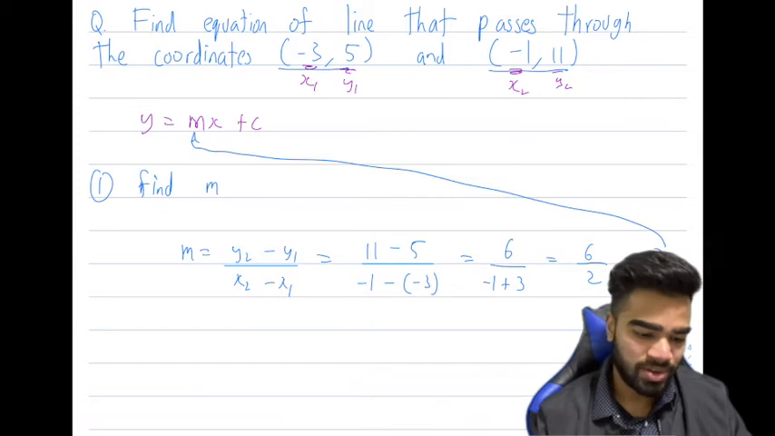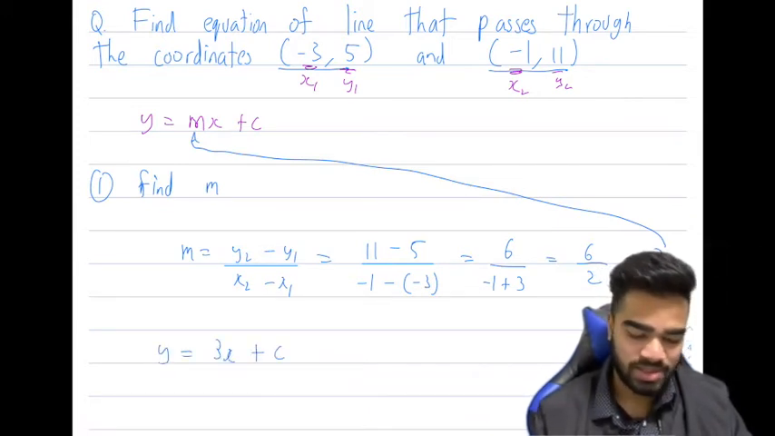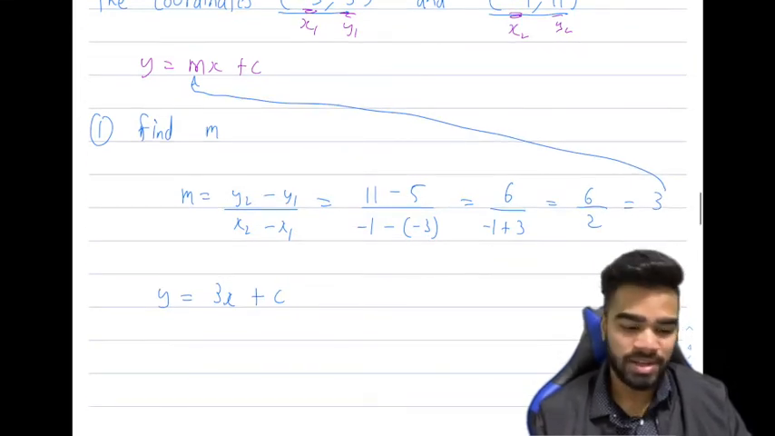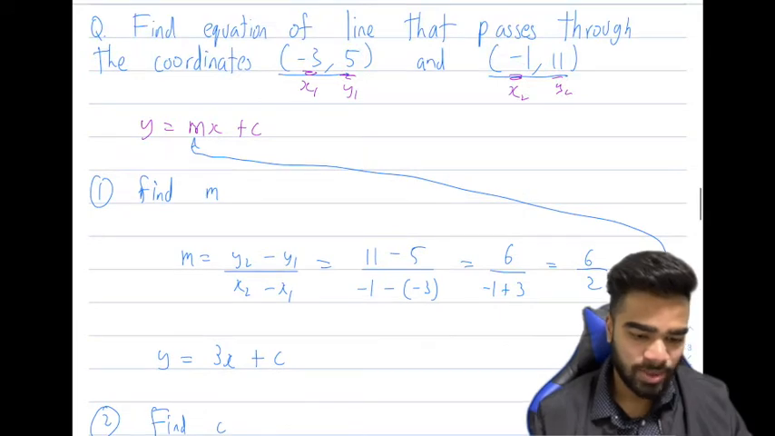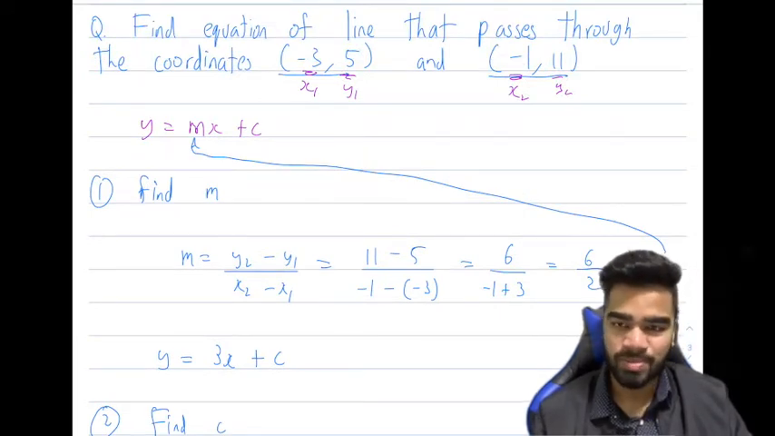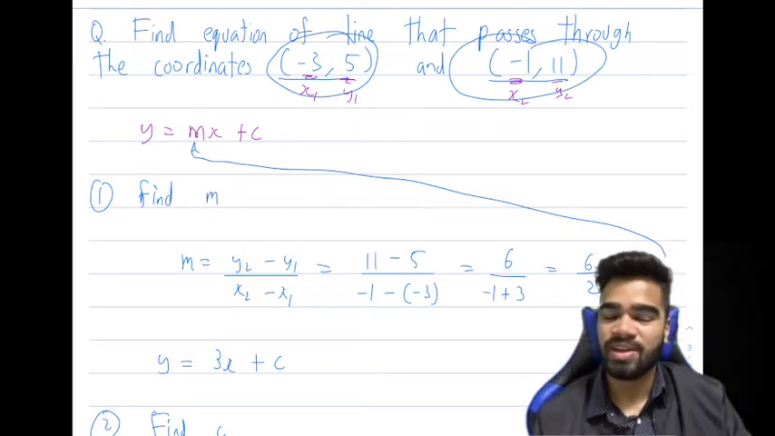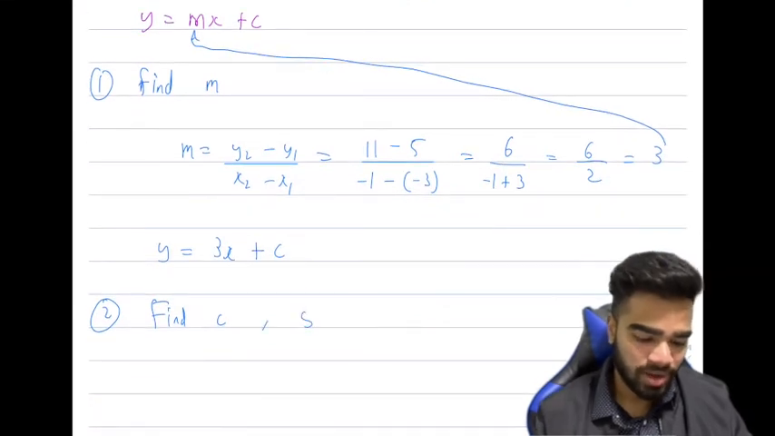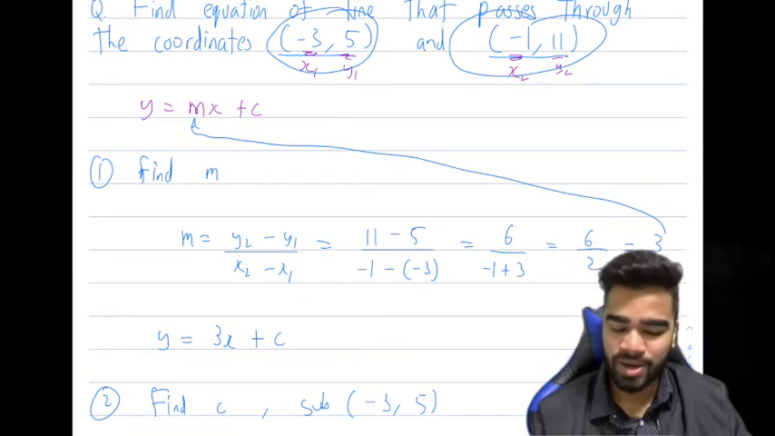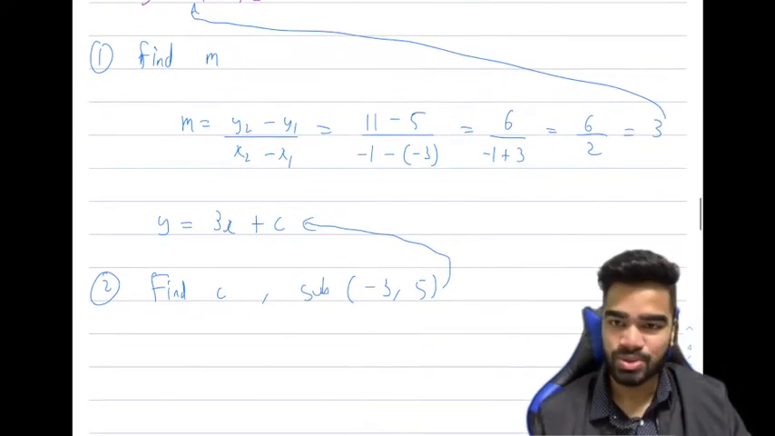So what do you do? You sub 3 into m, like we've always done. So y is equal to 3x plus c. Okay, so we found m and we subbed it in. So step number 2, you guessed it, is find the value of c. Well, how do you find the value of c? We have to sub a coordinate in, right? But which coordinate? This or this? Well, I'm going to say it doesn't matter. Just pick the one with the smallest numbers, okay? I'm going to pick negative 3 and 5. Again, you could do negative 1 and 11 if you wanted to. It doesn't matter, right?